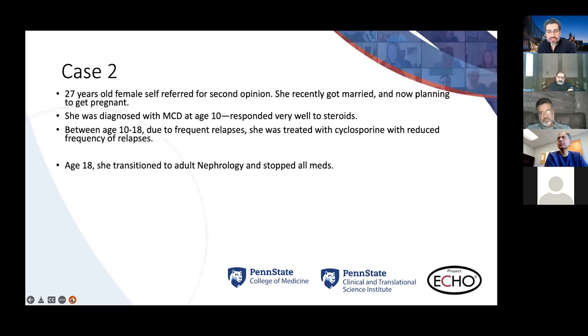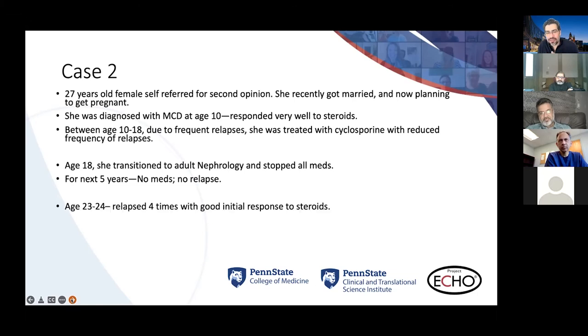When she transitioned from peds to adult nephrology, all the medicines were stopped. I think she moved to a different state. And then she told me that for 5 years, despite not taking anything, nothing bad happened. Then at roughly age 23 or 24, she started having relapses, and in less than 2 years she had 4 or 5. Every time she was on steroids. Once they taper, everything is good. They stop, and she's back on it.